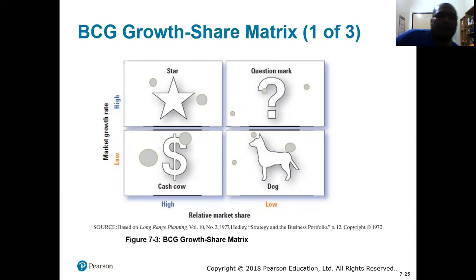Yeah. All right. And last but not least, we have a dog. Dog is what we call, it has the attribute of low growth rate and low market share. So which means it is not attractive at all. A company that can be categorized as a dog normally has already entered the declining stage. Yeah, they are waiting to be terminated. So this is what we call dog.